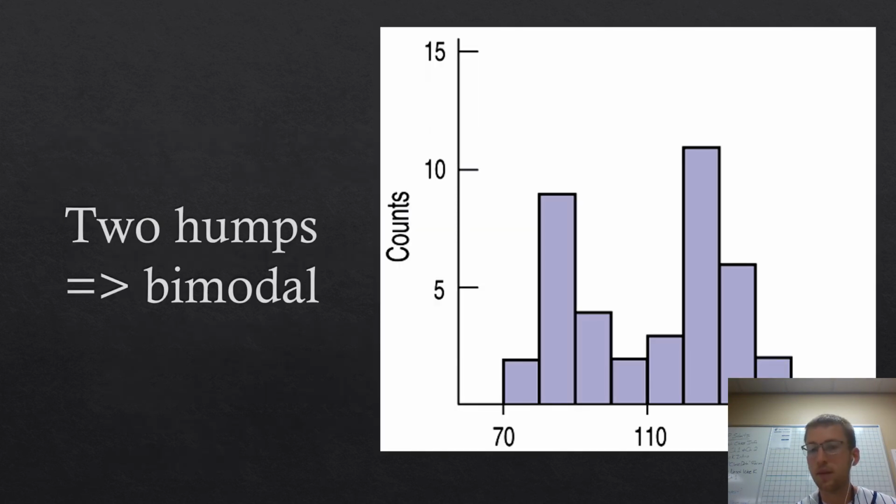So this has two humps. We have one right around 85, one right around 125, I'll say. So this would be considered bimodal.